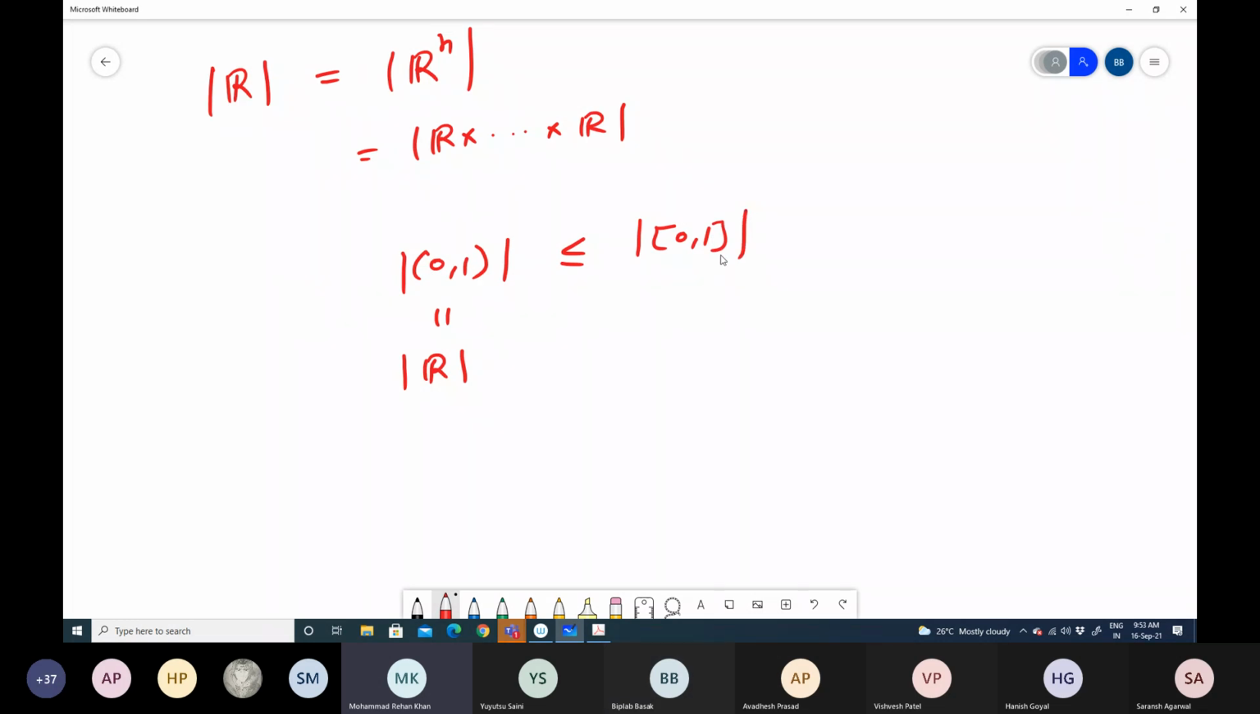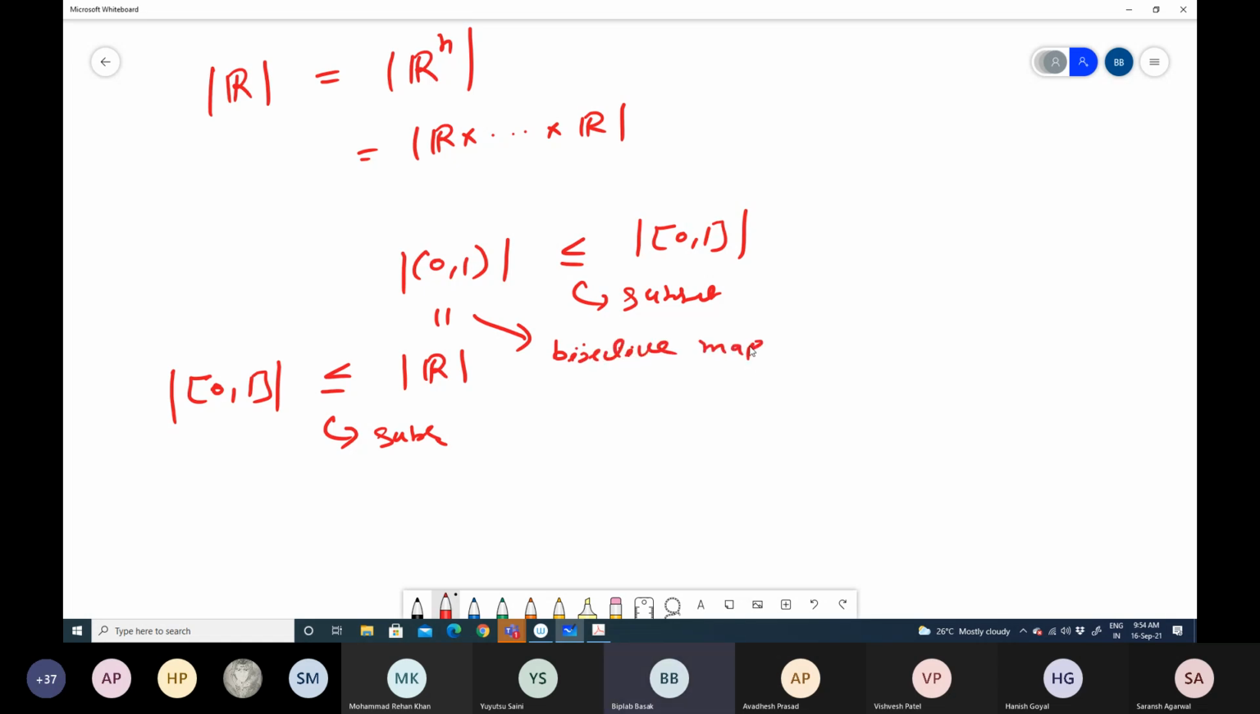The cardinality of the closed interval [0,1] is less than this, fine, right? This is fine. Yes, this is a subset of this one. And again (0,1), this is less than or equal to this. So this comes from the subset, and this comes from the bijective map. So we have that the cardinality of R is the same as the cardinality of (0,1).